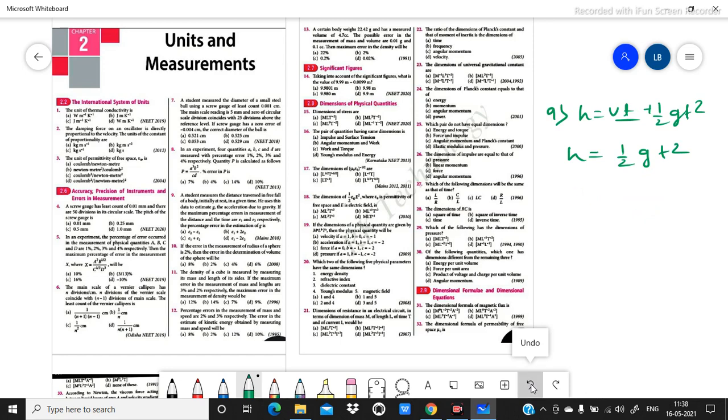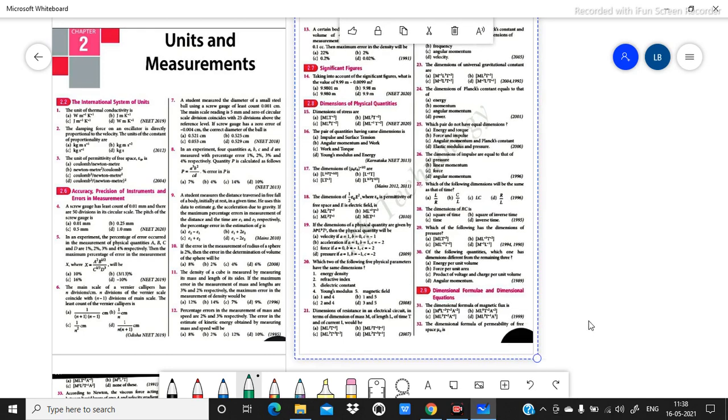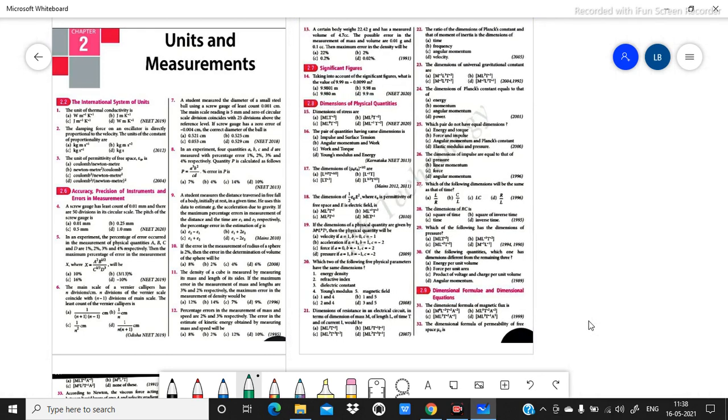So the next question is, if the error in measurement of the radius of a sphere is 2%, the error in determination of volume will be how much? We are given the error in radius. The error in radius is 2%. So question number 10. What is the formula of volume? I know the formula of volume is 4 by 3 pi r cube.